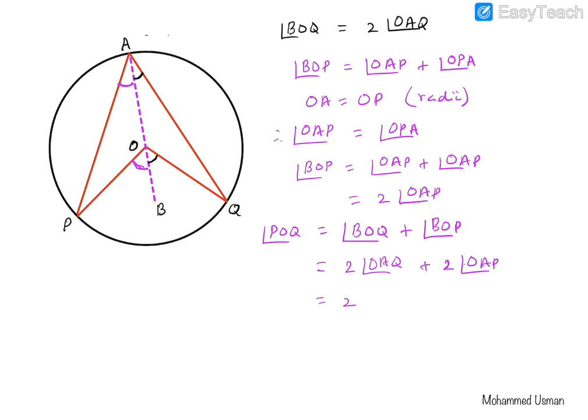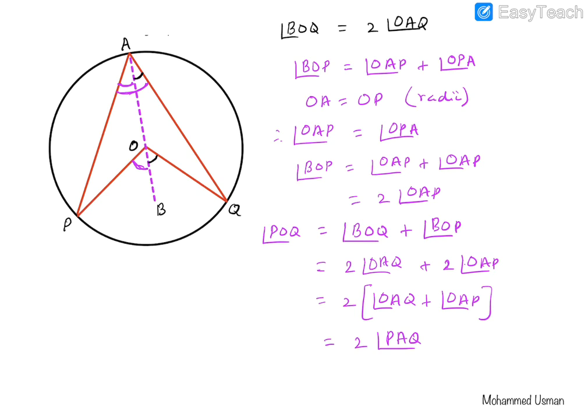So we get that as 2 times angle OAQ plus angle OAP. But what is angle OAQ plus OAP? It is the sum of these two. OAQ is this one and OAP is this one. So the sum of these two is equal to the total angle over here, which is nothing but the angle PAQ. So that gives us 2 times angle PAQ, which is what we had to prove.